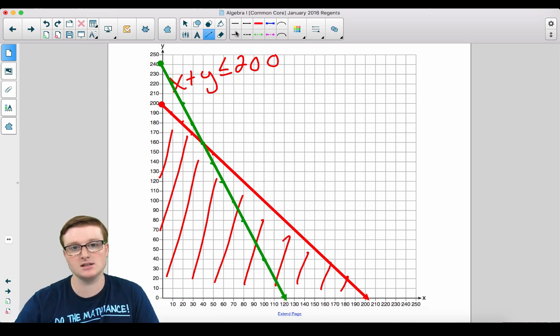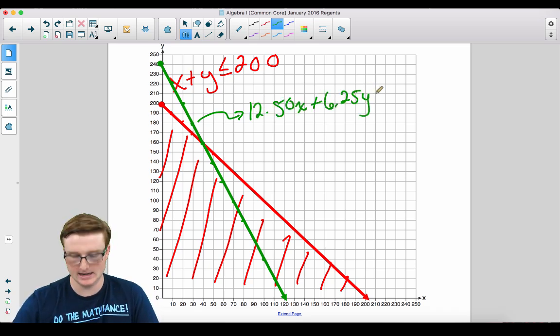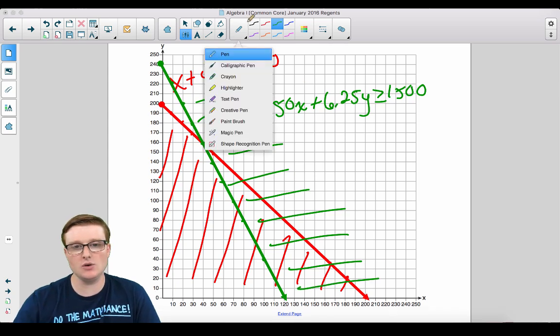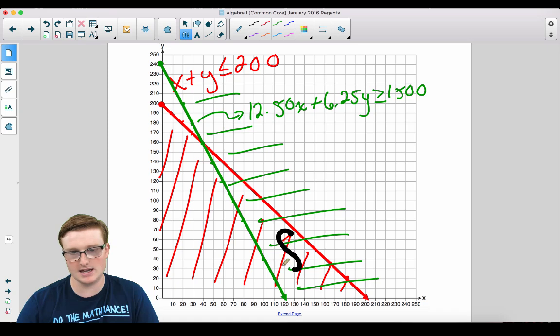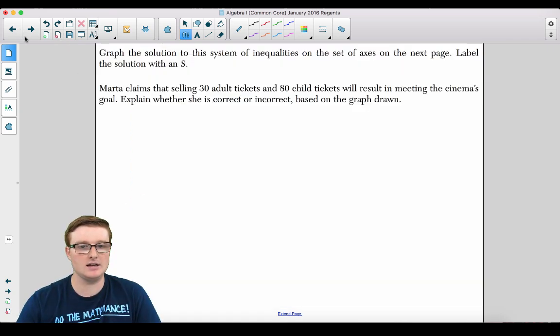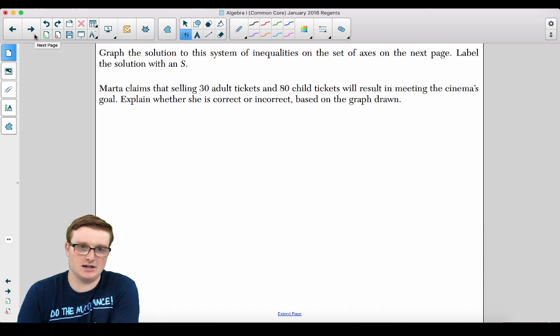All right, and this green line is solid as well, and this is 1250x plus 625y, and that is greater than or equal to 1500, and that is shading above this way. Okay, so your solution set is right here in the shaded region. Now we're good. So now we just graphed it. So now let's figure out this question here.